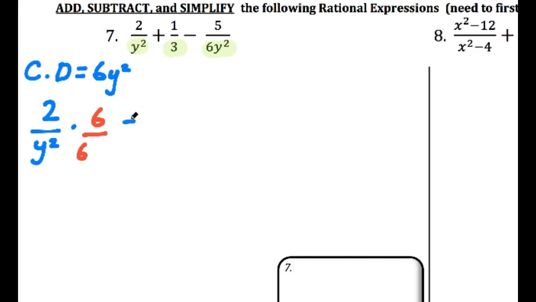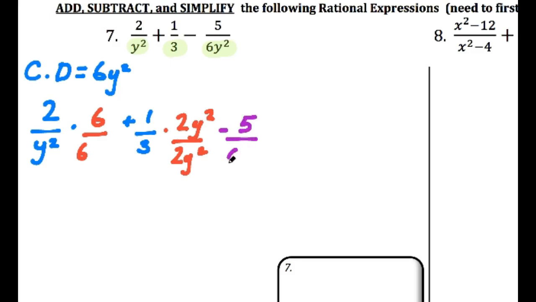Plus our second fraction, 1/3 times, well, what do you multiply 3 by to give you 6y squared? It would be 2y squared over 2y squared. And finally, the last expression has what we need for the denominator, so we don't need to do anything. It just stays the same in purple.